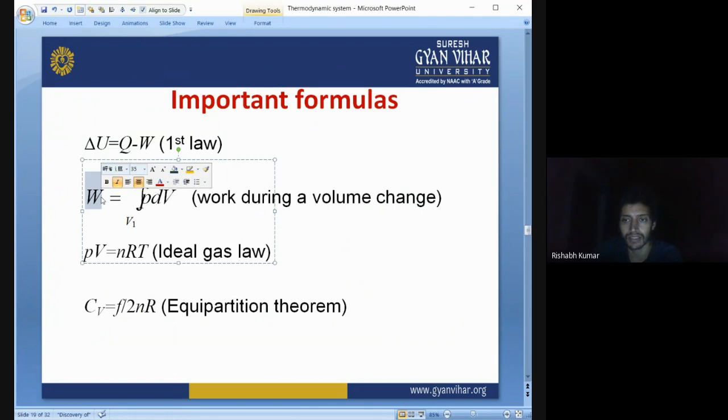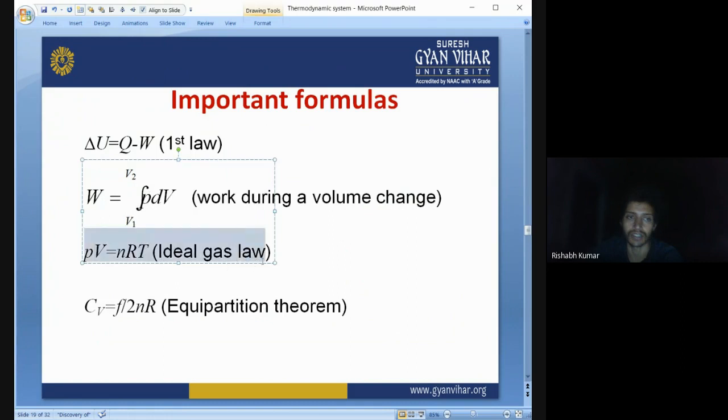Your work is the area under the curve in the PV diagram. So that area under the curve is integration. Integration of P dV, when the state of the gas changes from volume V1 to V2. So work done during a volume change, and this PV equals nRT.